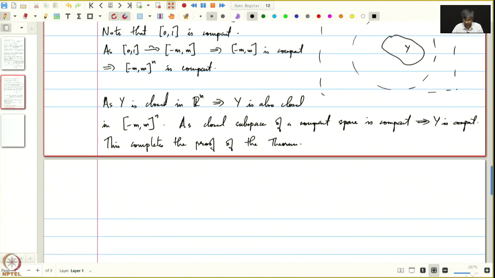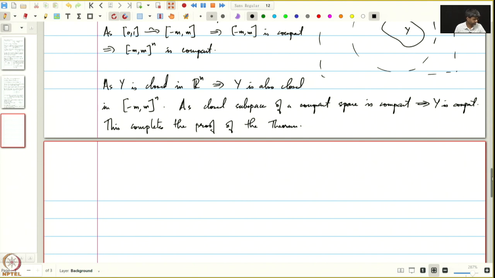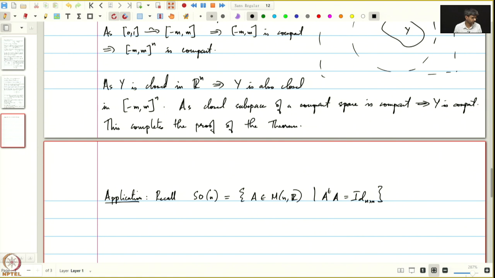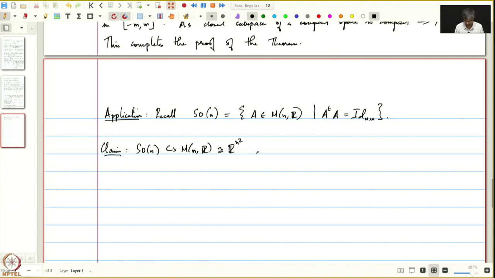Okay. So as an application of this theorem, let us prove that SO(n) is compact. So recall, SO(n), or the same proof for O(n) will work, is the set of those matrices A with real entries such that A transpose A is equal to the n cross n identity. SO(n) has the subspace topology from M_n(R), and M_n(R) we can identify with R^(n^2). So our claim is that SO(n) is compact.